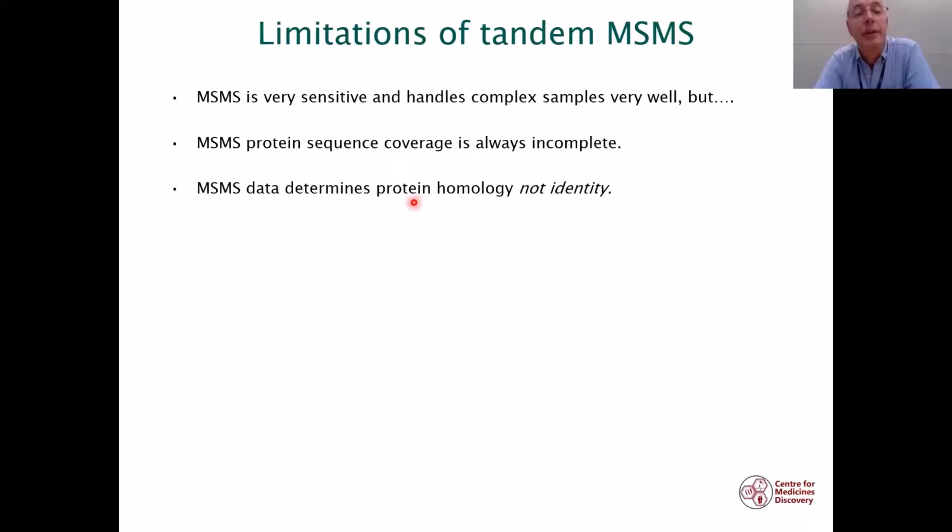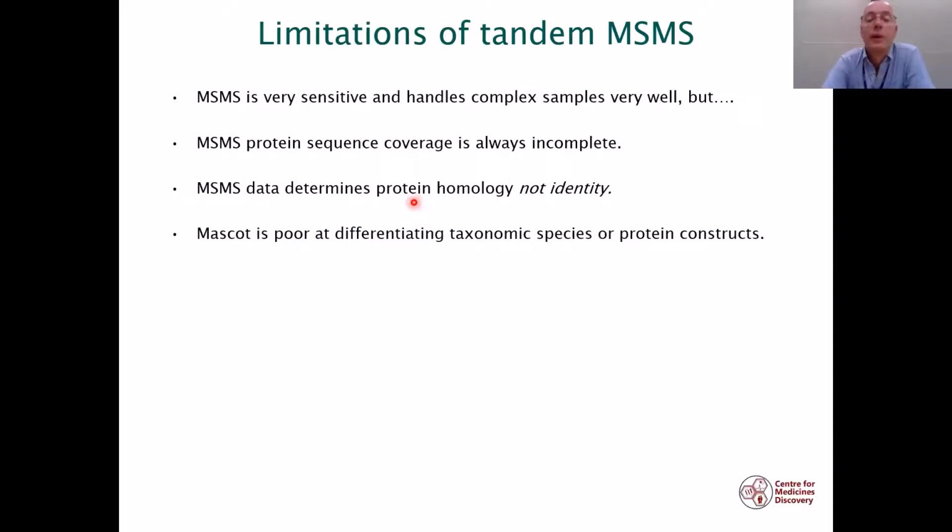Because of that, your MSMS data does not give you the full protein sequence. It allows you to identify protein homology. A certain proportion of protein sequence will be matched, but it will not give you the identity of the protein. You can only match by homology. Also related to that, Mascot, which is the most commonly used search engine, is extremely poor at differentiating different taxonomic species. It's also extremely poor at differentiating different protein constructs.